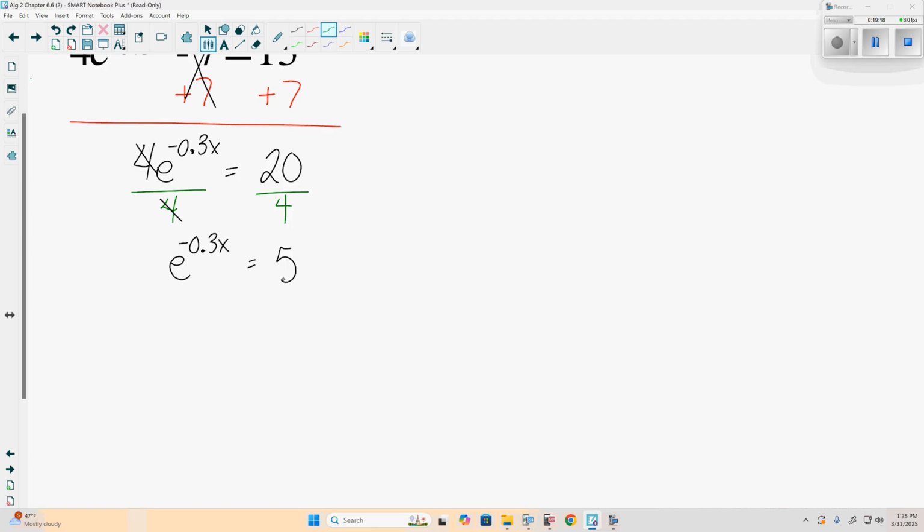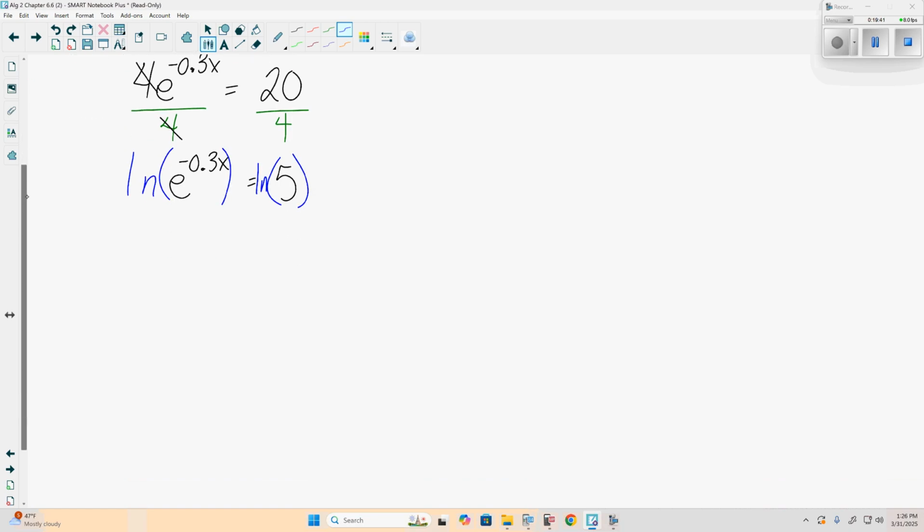Now we do have one term and one term. To get a variable out of the exponent, we're going to have to apply a log to it. And we want the base and what's inside to be the same. So what logarithm's base was e? Natural log. So for this one here, we're going to apply the natural log to both sides. And just like before, we can move the exponent to the front.